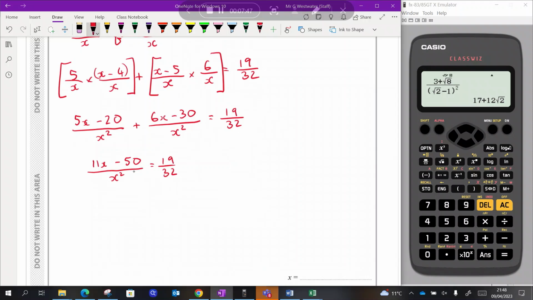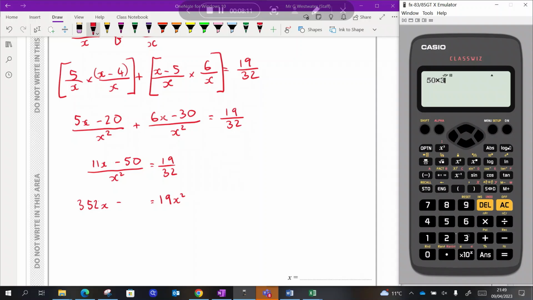At this stage, I'm going to multiply through both sides by their denominators. So it doesn't look like it's going to be very nice, but we'll see what happens afterwards. So 19x squared will equal, what is 32 times 11? 352, there we go, 352x minus 50 times 32, 1600.